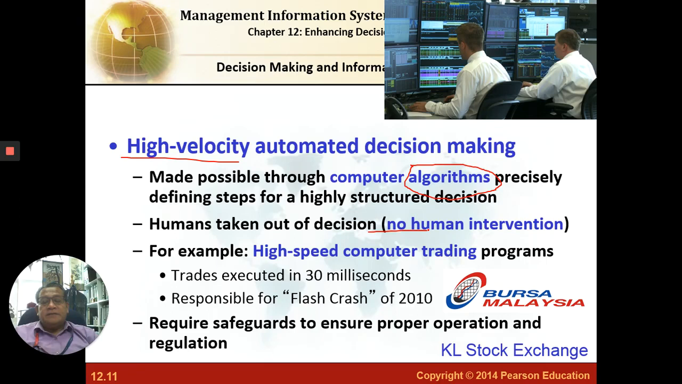Perhaps when the system programmer has already programmed the system, and the system analyst has approved that it will work as per design, then technically we don't need human intervention in running the information system. So high speed computer trading, like in Bursa Malaysia, like the Kuala Lumpur Stock Exchange, is high velocity automated decision making, in which share prices are calculated automatically by a computer based on the input that it gets from the environment, for example, from competitors, or from a new contract being awarded. Calculation is done very fast, as trading between companies for shares is done at around 30 millisecond speed in making decisions.